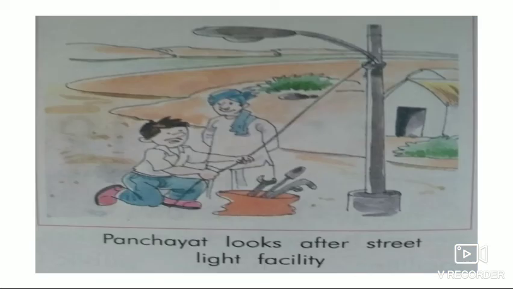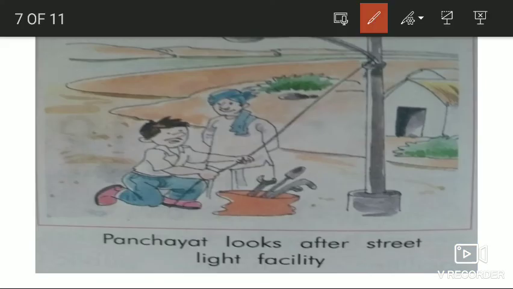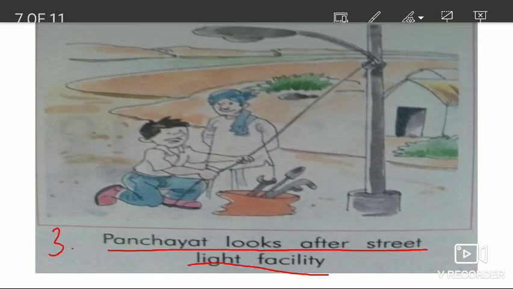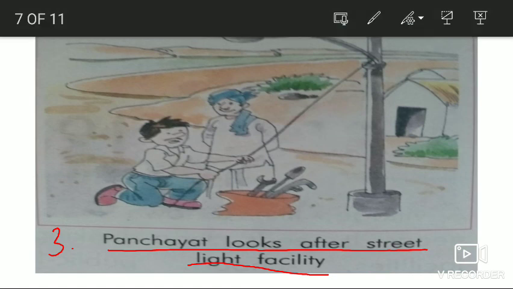Next, point number 3. Panchayat looks after street light facility. In a village, if there are no street lights, or if there is a problem with the street lights, the panchayat has to look after it. If it is broken, it is the responsibility of the panchayat to report it to the higher authority and repair it.